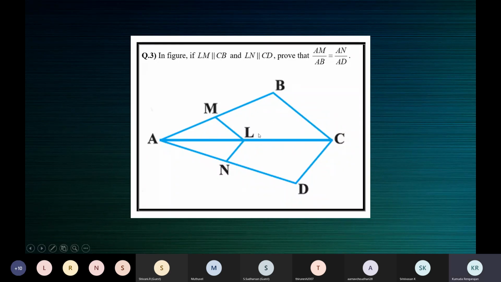So let me just tell you how this proof goes. I'll not tell you in detail. I'll just tell you how to go about this proof. So see, children, whenever you have to prove a proportion like this, we have two sets of parallel lines.